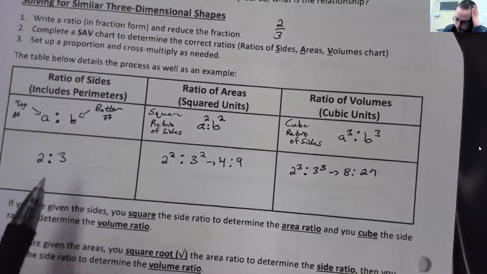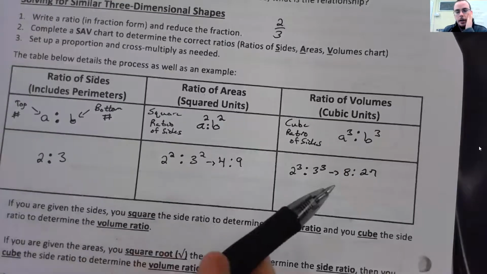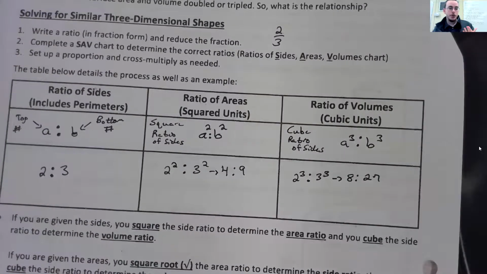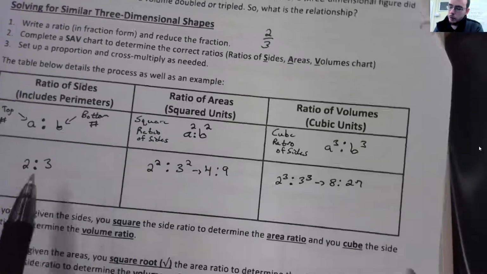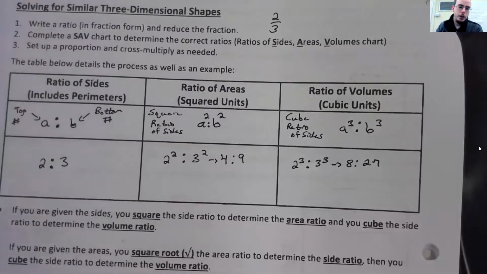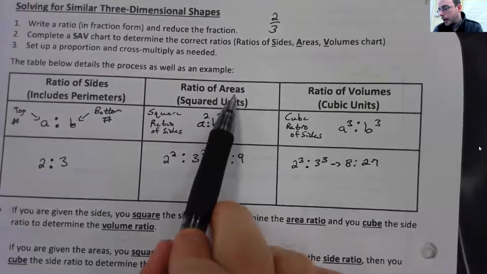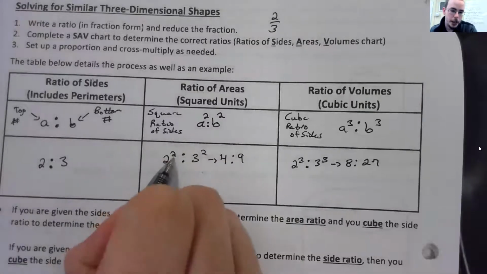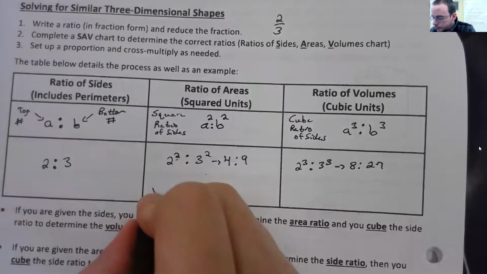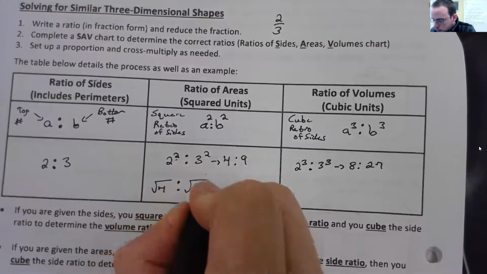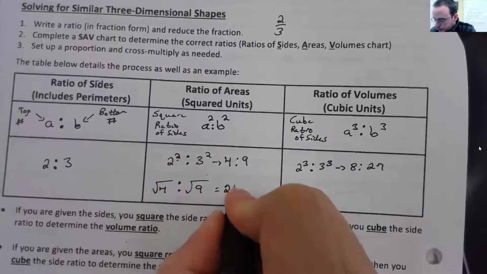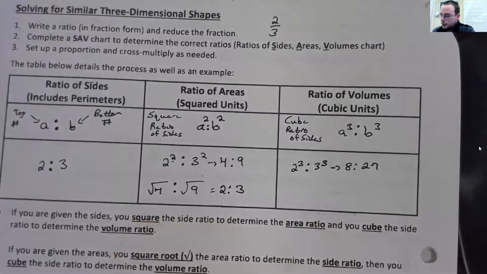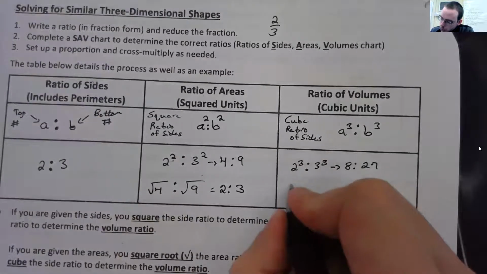So that's if you're going from the sides to the area or volume. If you were going backwards, then you need to do the opposite of that thing. So the ratio of sides just chills out here because there's nothing to go backwards to. But the ratio of areas, if you wanted to get back to the sides, you would do the opposite of squaring a number, which would be square rooting. And for the volumes, you would do the opposite of cubing something, which would be a cube root.